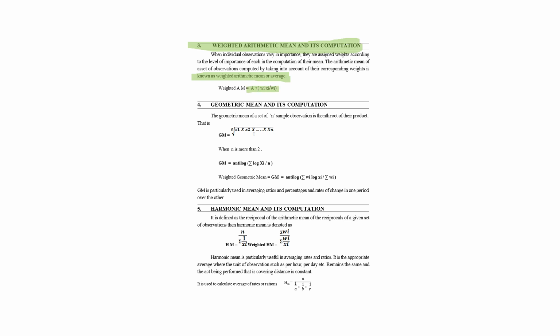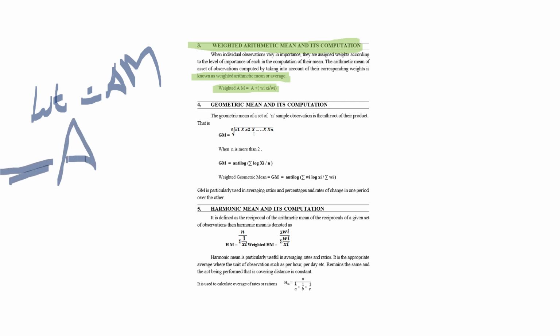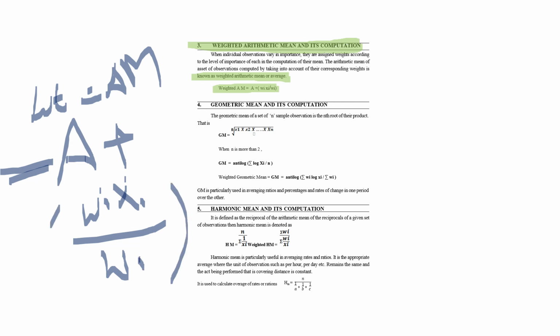The weighted arithmetic mean is equal to A plus sum of Wi xi divided by sum of Wi. That is, weighted arithmetic mean is equal to A plus sum of Wi xi divided by sum of Wi. This is the weighted average mean formula.